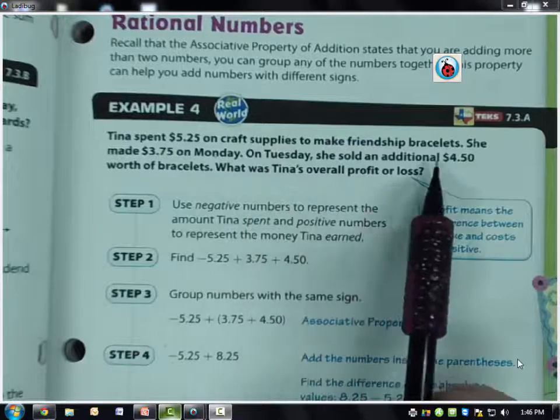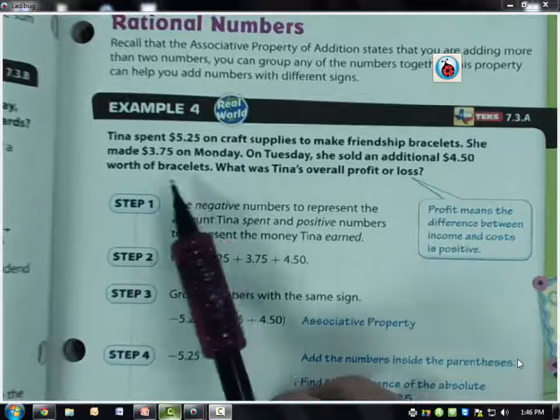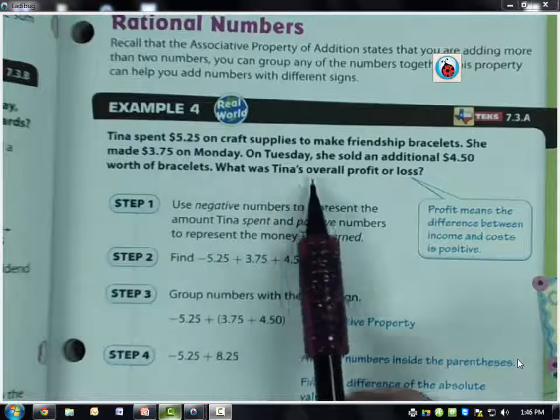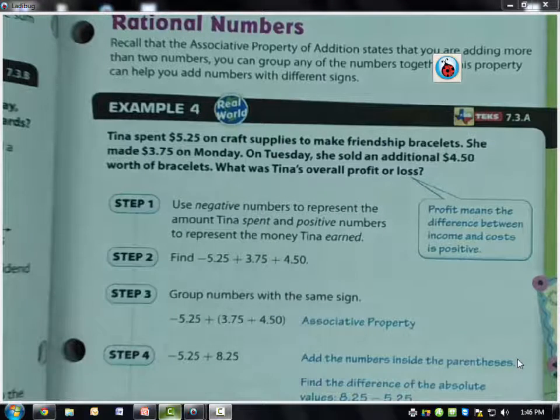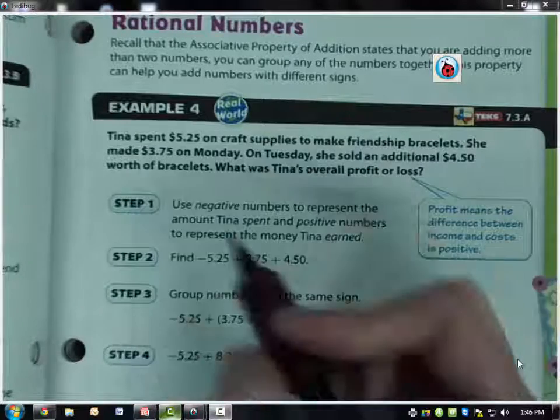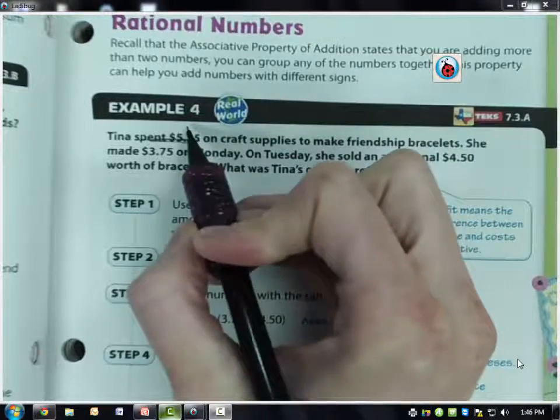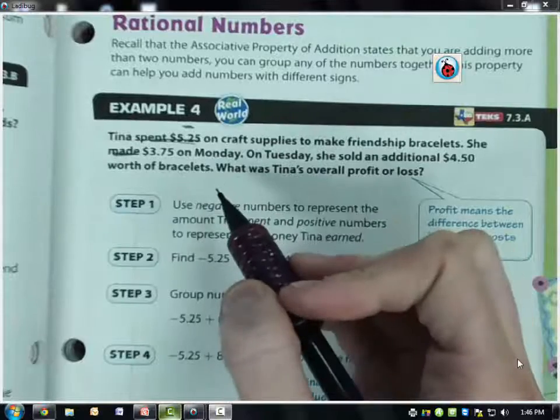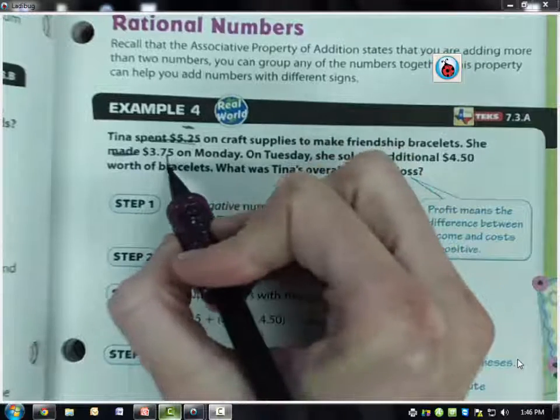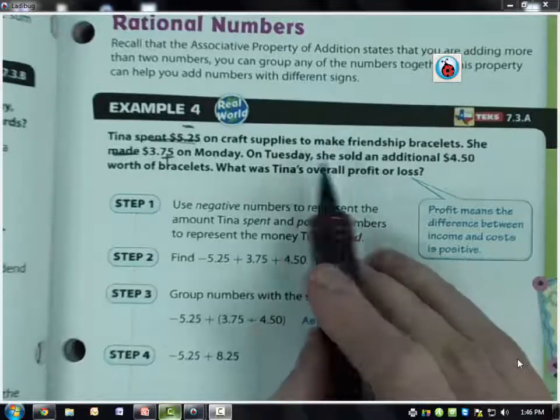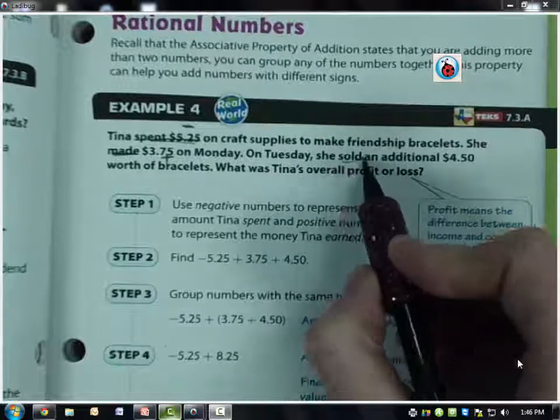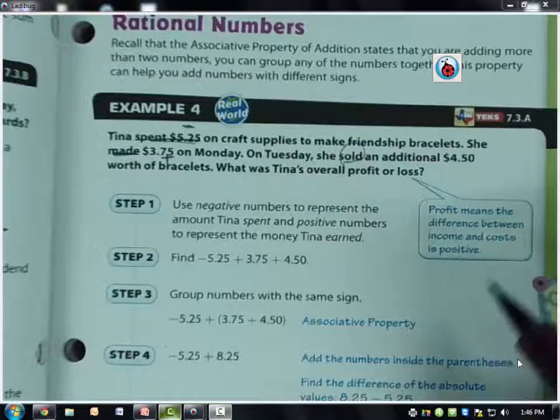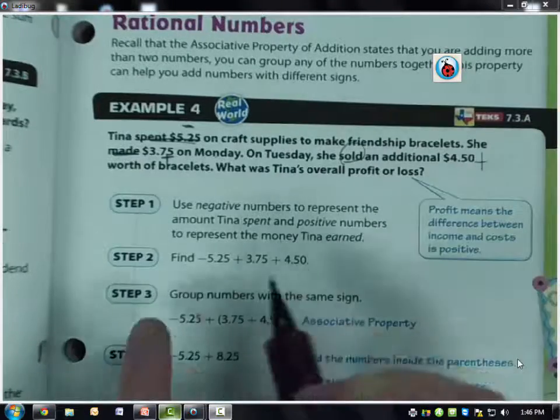So if she spent this, of course, $5.25 is going to be negative. She made, what do you think $3.75 is going to be? Good, positive, because she got it back. On Tuesday, she sold an additional. If you sell something to somebody, what does that mean? Yeah, you're gaining it, you're adding it. So, just like we wrote up here, we use negative numbers to represent the amount Tina spent and positive numbers to represent the amount Tina earned or made. So here we have negative $5.25, positive $3.75, and positive $4.50.